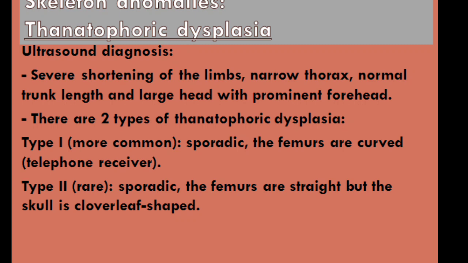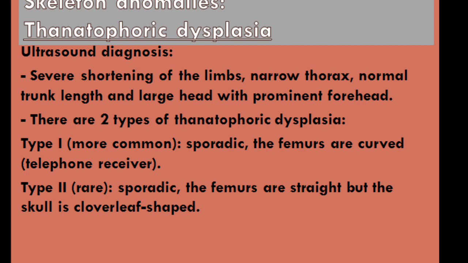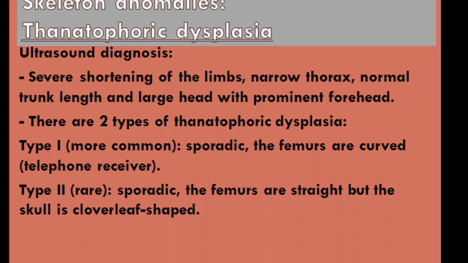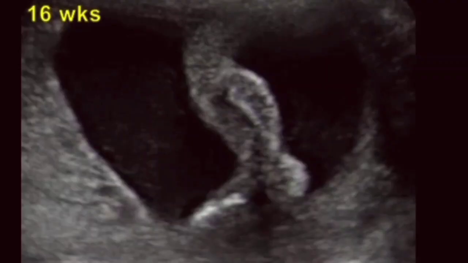Thanatophoric dysplasia. Ultrasound diagnosis: severe shortening of the limbs, narrow thorax, normal trunk length and large head with prominent forehead. There are 2 types of thanatophoric dysplasia. Type I, more common, sporadic: the femurs are curved, telephone receiver. Type 2, rare, sporadic: the femurs are straight but the skull is cloverleaf shaped.